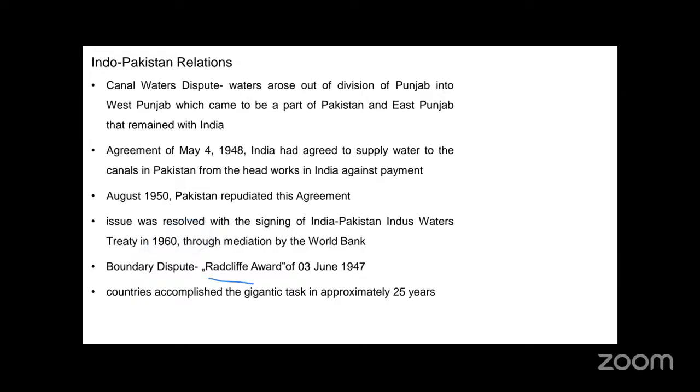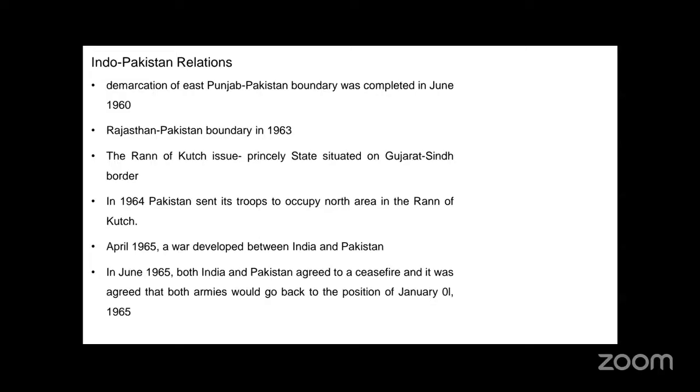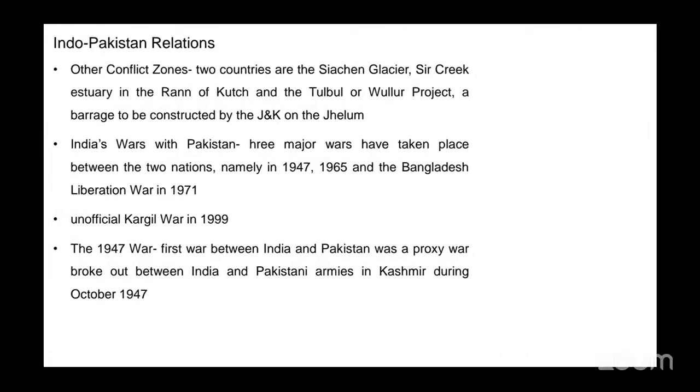Then we also have the border dispute, the Radcliffe Award, and the border dispute with China regarding what? Please explain, comment to me. The demarcation of East Pakistan was completed in 1960, then the Rajasthan and Pakistan boundary in 1963. Then the Rann of Kutch issue, which we also read in the previous lecture. Then in 1965, it led to the Indo-Pak War, and post-war we agreed to a ceasefire, with both armies going back to their positions of before 1965. All these things we have gone through.